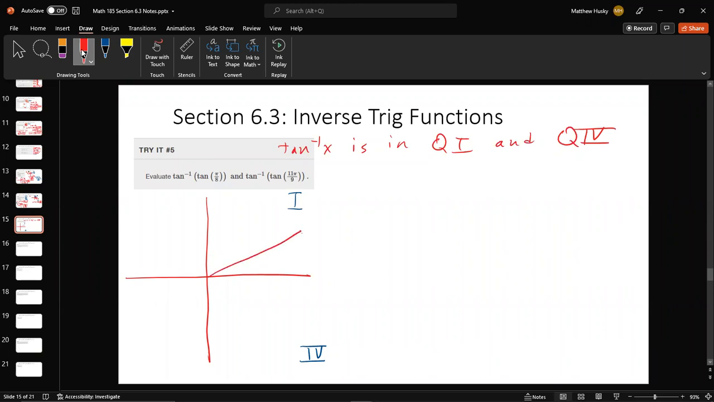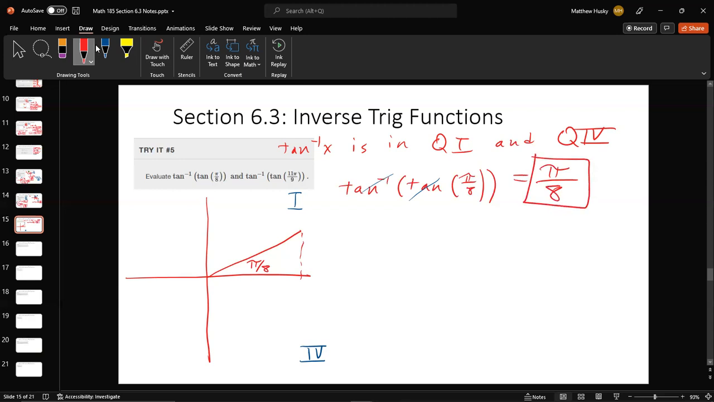All right, the first angle is pi over 8. And pi over 8, I can tell you, is going to be right there. This is pi over 8, which is in quadrant 1. So if you do tan inverse of tangent of pi over 8, since you're in quadrant 1, everything's hunky-dory. Nothing to see here. Tan inverse cancels out tan, and what's left is just pi over 8. Well, there you go.